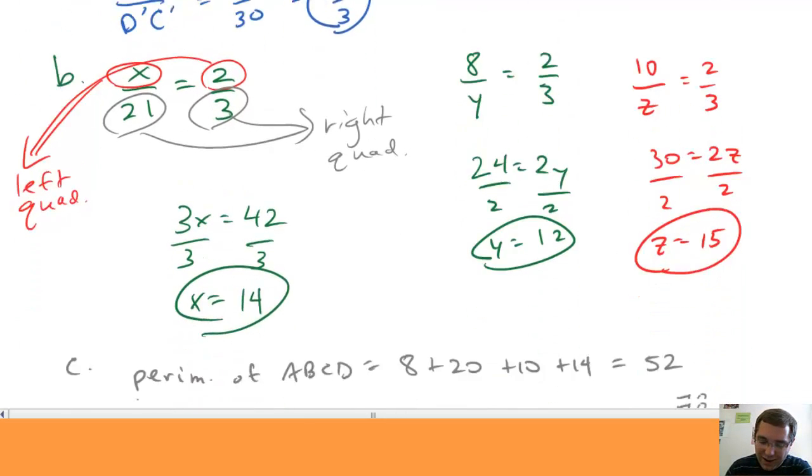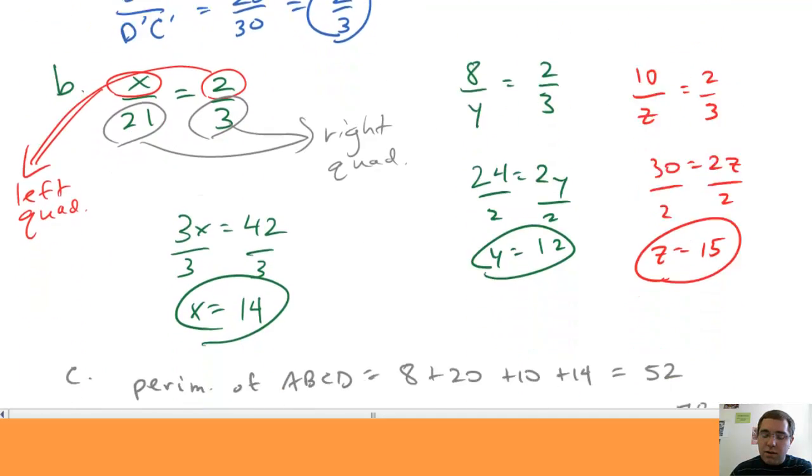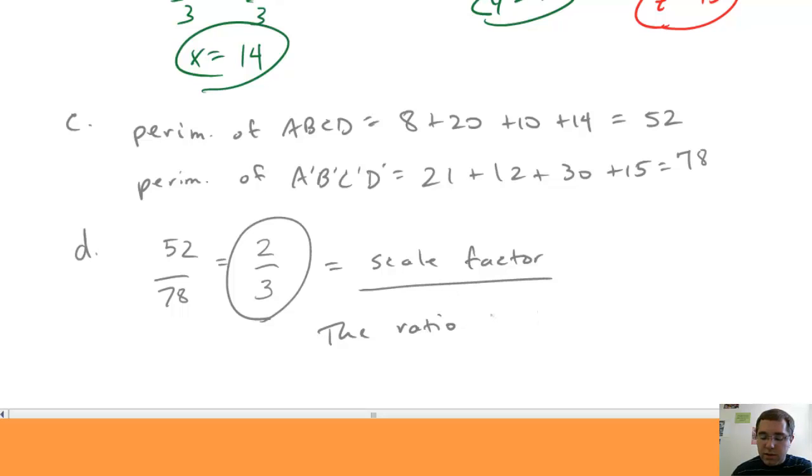Alright, part D, find the ratio of the perimeters. So 52 over 78. And if we simplify that fraction, what do we get? 2 over 3, which happens to be the same as the scale factor. Is that a coincidence? No. The ratio of the perimeters will be the same as the ratio of the sides for two similar polygons.